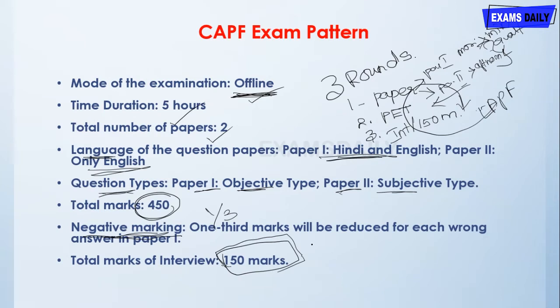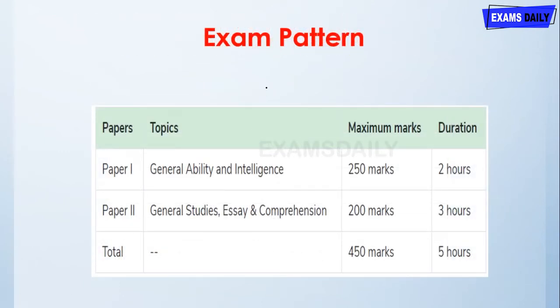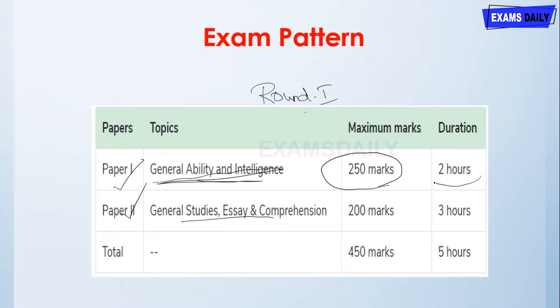Once you have completed the paper 1 examination, you are eligible for the PET examination and then the interview. This is the full examination pattern for the CAPF examination. I already said that it consists of 3 rounds, and this pattern is for round 1, which comprises paper 1 and paper 2. Paper 1 is general ability and intelligence, and paper 2 is general studies, essay and comprehension. General ability and intelligence is 250 marks for 2 hours, and general studies, essay, comprehension is 200 marks for 3 hours. In total you are going to write this examination for 450 marks and 5 hours. This is the examination pattern for round 1.